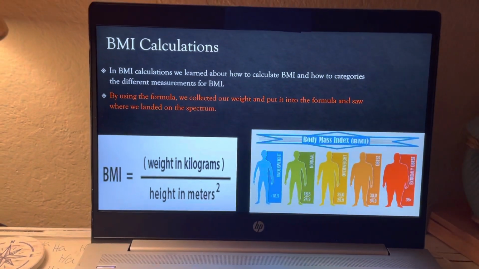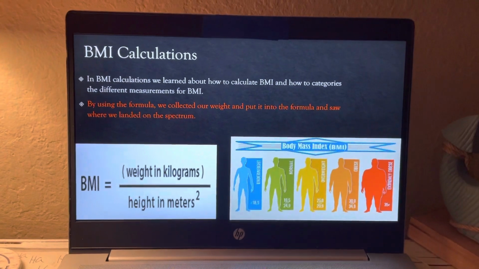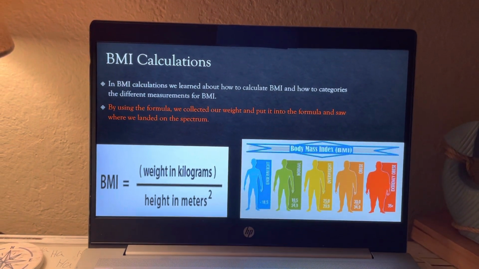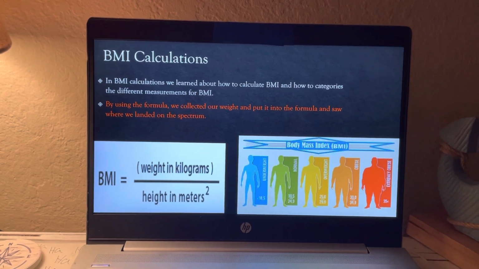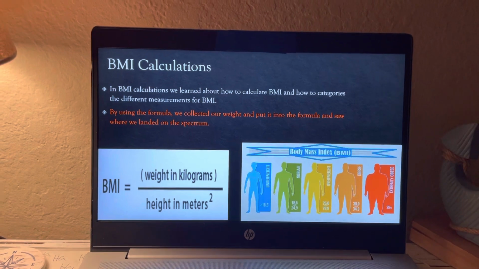BMI calculations. In BMI calculations, we learned how to calculate BMI and how to categorize the different measurements for BMI. By using the formula, we collected our weight and put it into the formula and saw where we landed on the spectrum.